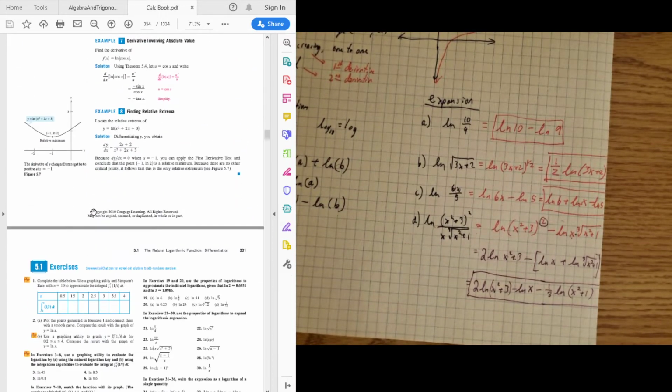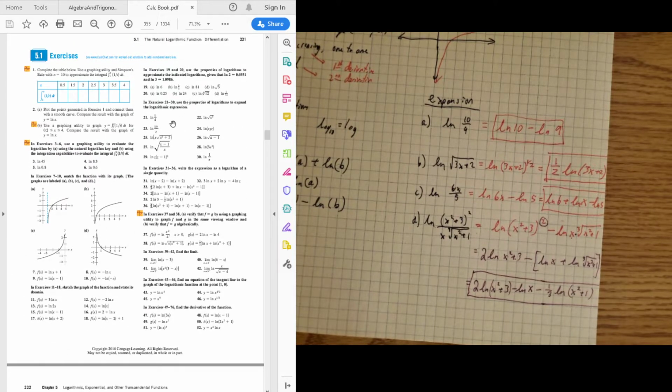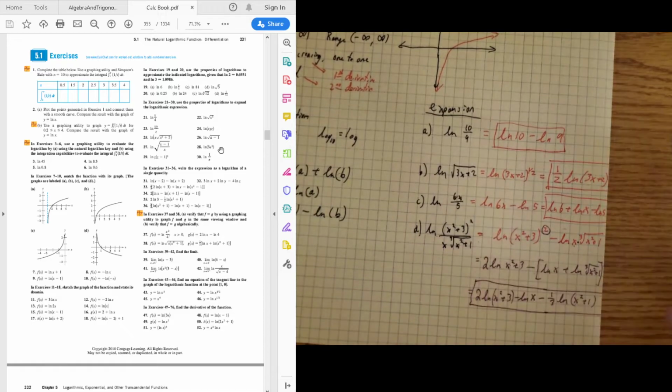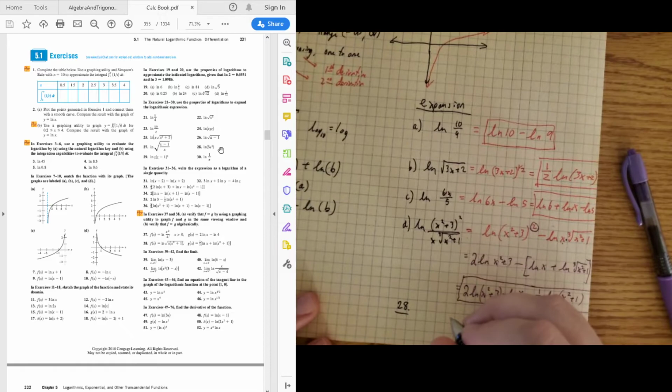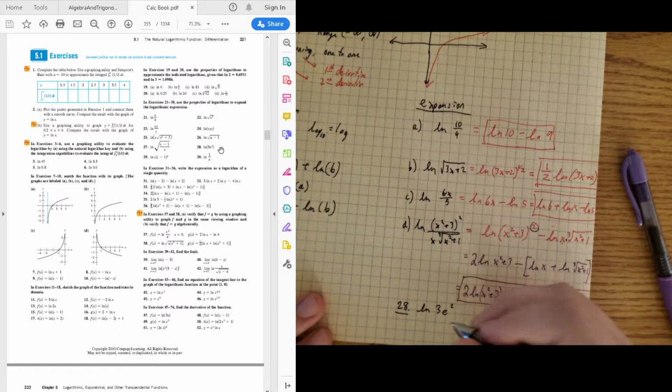Let's see. Use the properties of log to expand. So let's look at something like 28. Why not? This is number 28 in your text. 28 says we have the natural log of 3e squared.